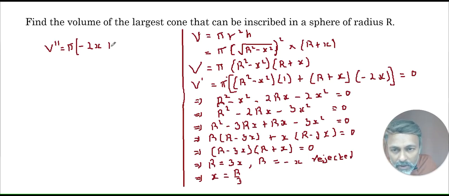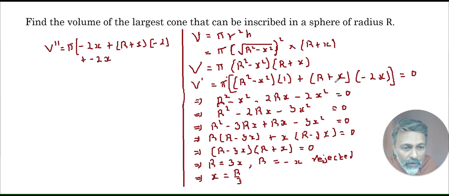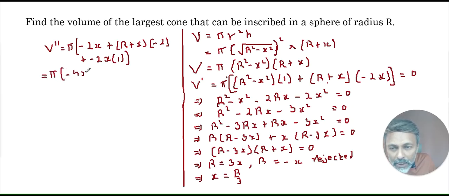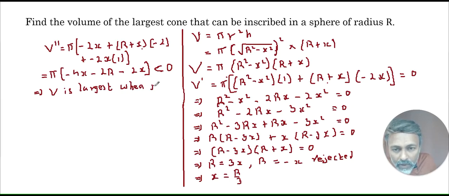Let's apply product rule there. So it is plus r plus x into minus 2, plus minus 2x into derivative of r plus x, which is 1. That is equal to pi times minus 2x is minus 4x, plus minus 2 into r is minus 2r, plus x into minus 2 is also minus 2x. Clearly this entire quantity is less than 0. This implies that v is largest or maxima at x is equal to r upon 3.